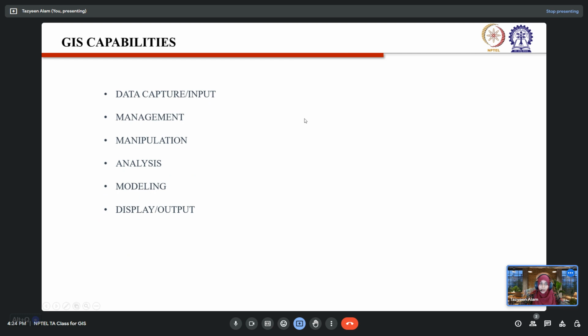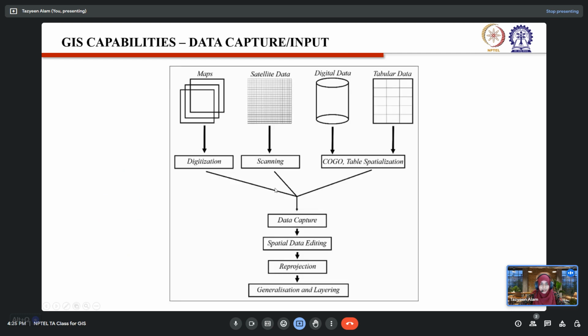So there are certain capabilities of GIS. Some of the capabilities which we listed, we listed six of them. First is data capture or input of data. Second is management. Third is manipulation. Fourth is analysis. Fifth is modeling. And sixth is display or output of GIS capabilities. So first, let us discuss the data capture or data input.